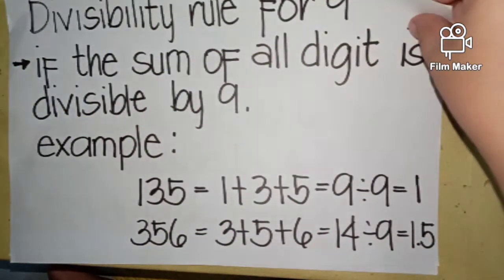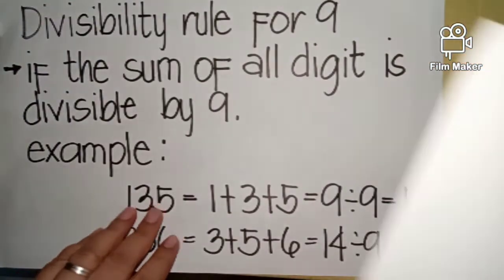Okay. Let us again recall the rules for divisibility of 3 and 9. Remember that the rules for divisibility of 3 and 9 are the same. We're going to add the digits of the given number and then divide it by 3 or by 9. If it can be divided by 3 or by 9, therefore, it is divisible by 3 and 9. Remember that.